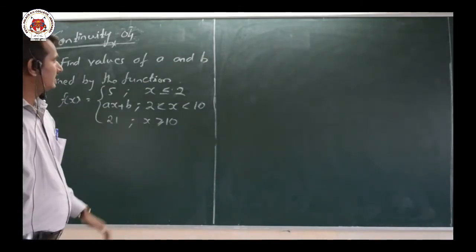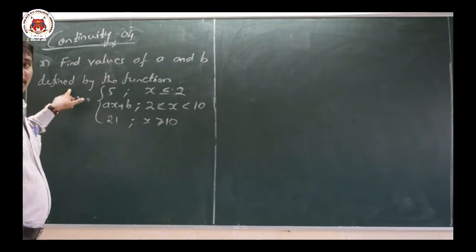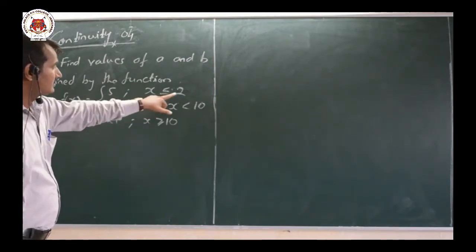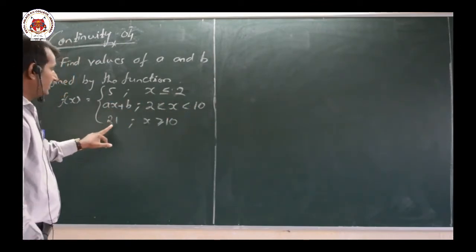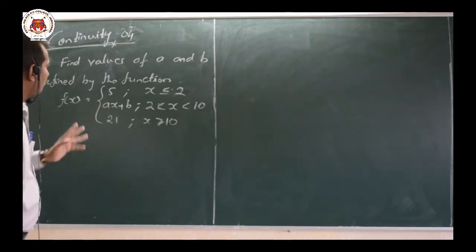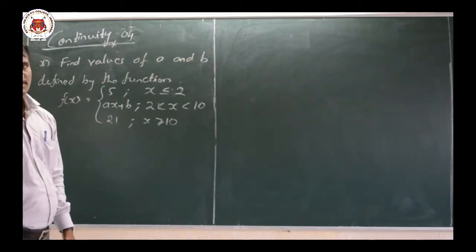Dear students, let us move on to the next problem. Find the values of a and b for the function f of x equal to 5 when x is less than or equal to 2, ax plus b when 2 is less than x less than 10, and 21 when x is greater than or equal to 10. This is a very simple problem. We just require to find the values of a as well as b.